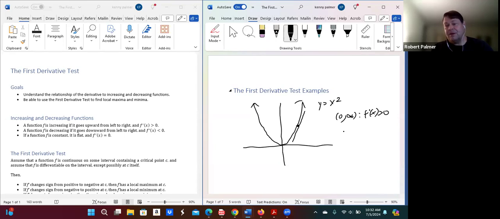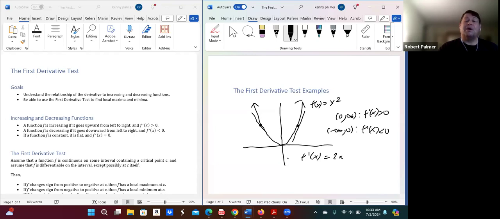And then on this side, it's obviously decreasing. Think about the slope of any tangent line on this side. Basically, it's going to be negative. So from negative infinity to 0, the function is decreasing and the derivative is negative. And of course, we can see that because, to be consistent, let's call this f prime of x, and f prime of x is 2x. Obviously, you plug in a positive value, this is positive. You plug in a negative value, it's negative.